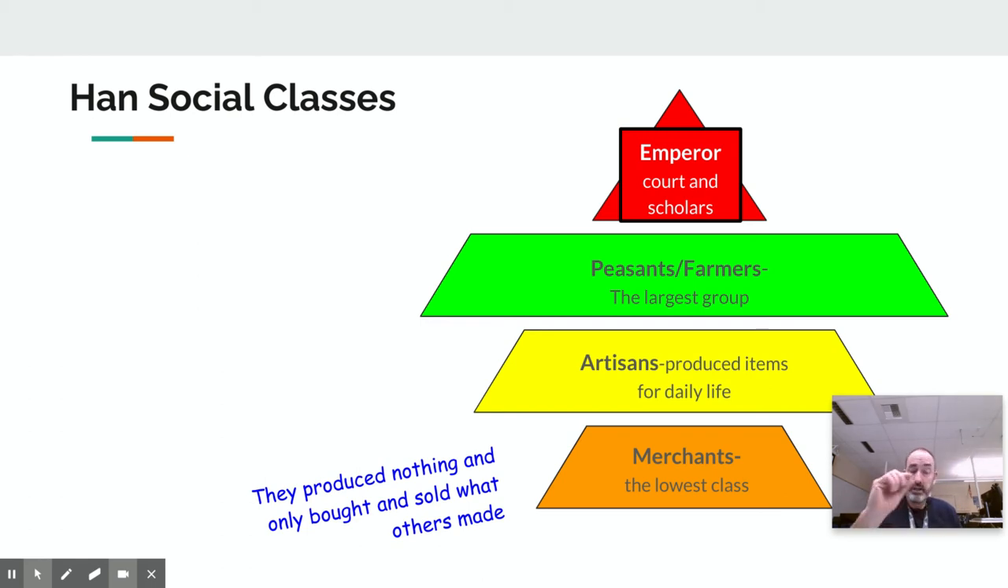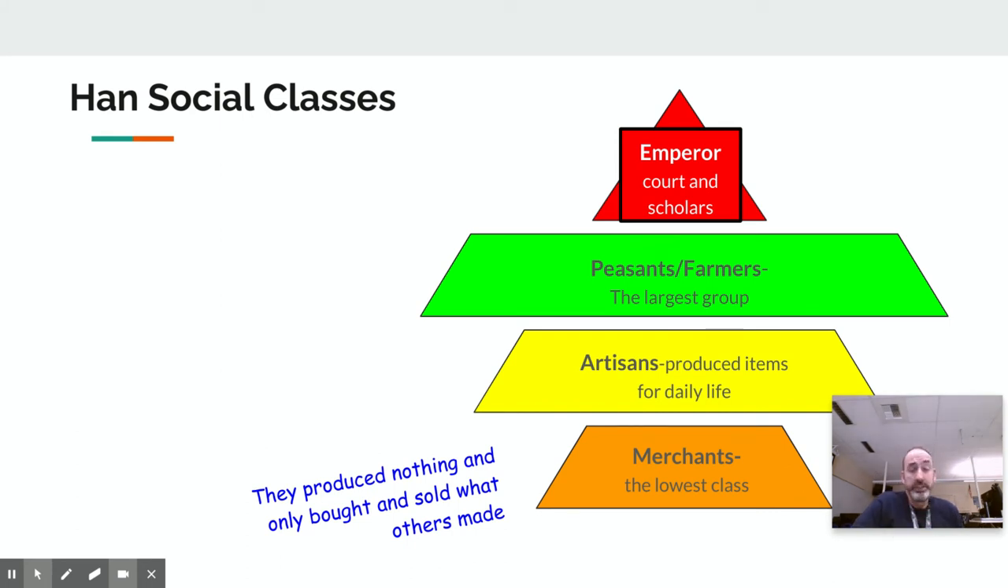Now, peasants and farmers, these are the people that do the bulk of the work. They produce most of the food. And so they are seen as the most important group because they actually produce the wealth from the land. Okay, artisans and the people underneath the farmers, they produce goods for daily life. They produce luxury goods, but they are not as important. But they still work with their hands, which is very important.